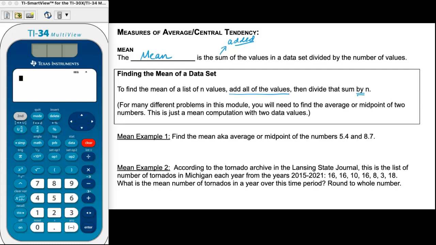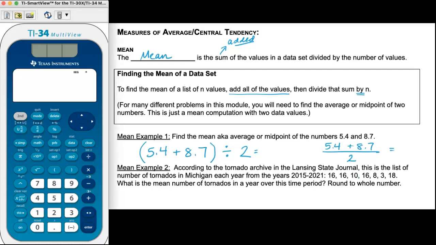Okay, so in our first example, we're going to find the mean, aka average, or midpoint of the numbers 5.4 and 8.7. So all we have to do is add those up, 5.4 plus 8.7, and I'm going to write parentheses here. These are important because we want to add these first before dividing by 2. Okay, the other way to write this is 5.4 plus 8.7 divided by 2 that way. So these are the exact same problems, just written horizontally and then one's vertically.